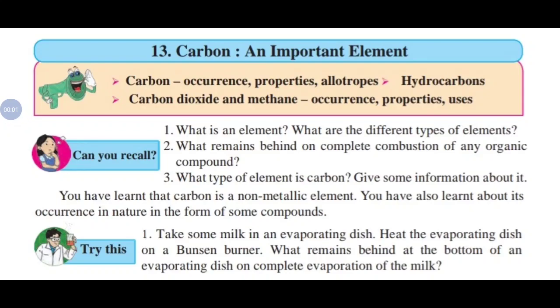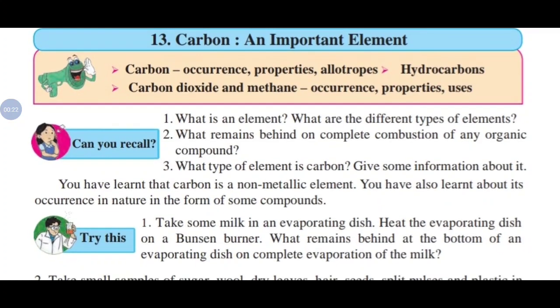Hello students, today we start lesson number 13, Carbon, an important element. The main points given in this lesson are: first, carbon, that is its occurrence, properties, and allotropes. Second point is hydrocarbons, and third point is carbon dioxide and methane, their occurrence, properties and uses.